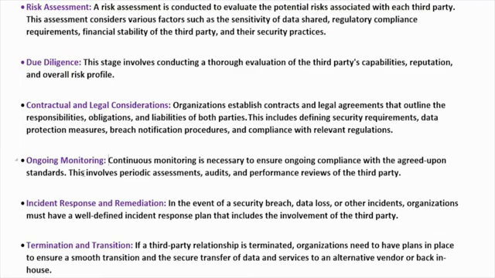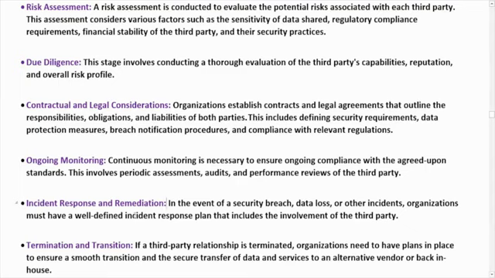In our example, the bank continuously monitors the payment processing company's security practices, their performance, and their compliance with the agreed upon standards. They also periodically assess the company's security controls and conduct audits to identify any vulnerabilities or non-compliance issues as well.